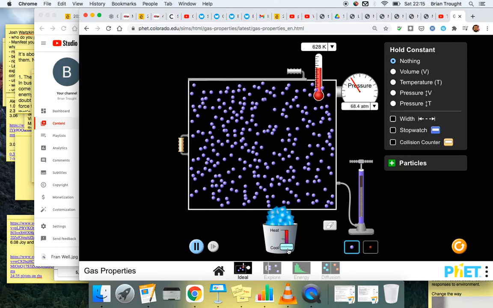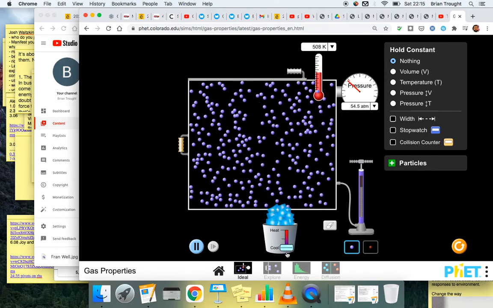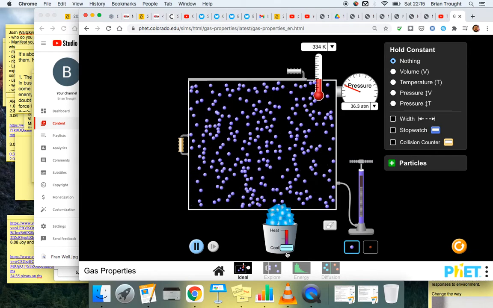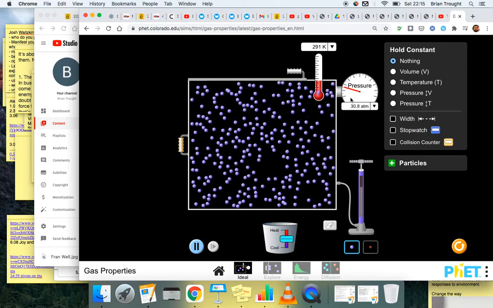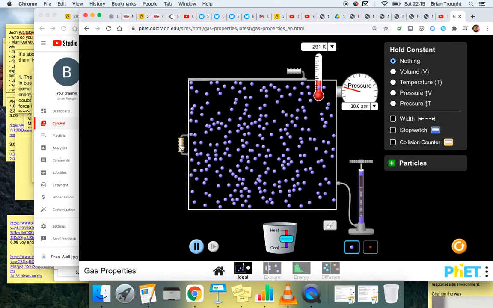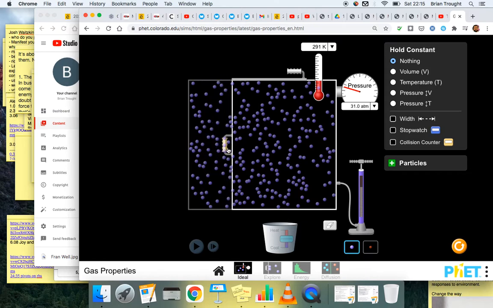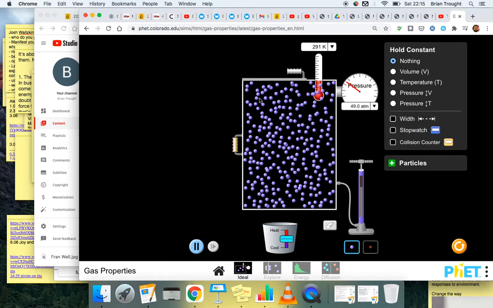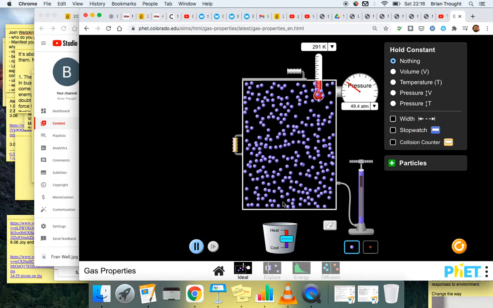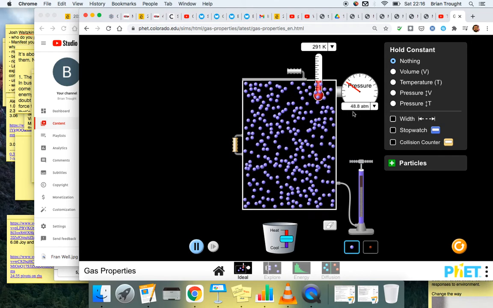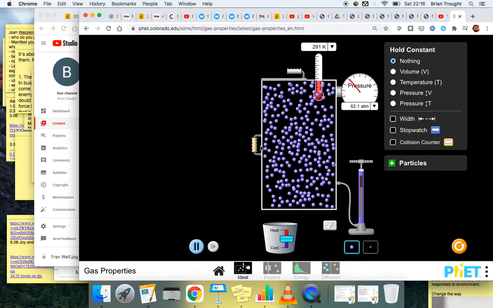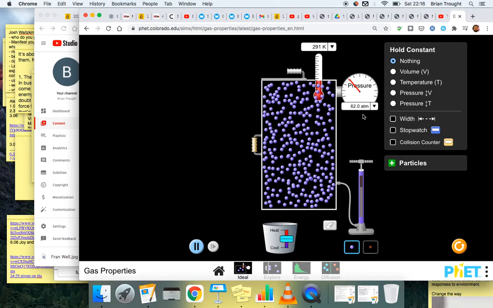Conversely, if I cool down the particles, they slow down. If they slow down, they hit off the surface less frequently, and if they hit off it less frequently, it's the same as having the pressure decrease. And there's one other one. So if I decrease the volume, in decreasing the volume, I'm increasing the density in here. These particles hit off the container more frequently, and as a result, the pressure goes up. So if I do it once more, it was at 49, now it's gone to 62.